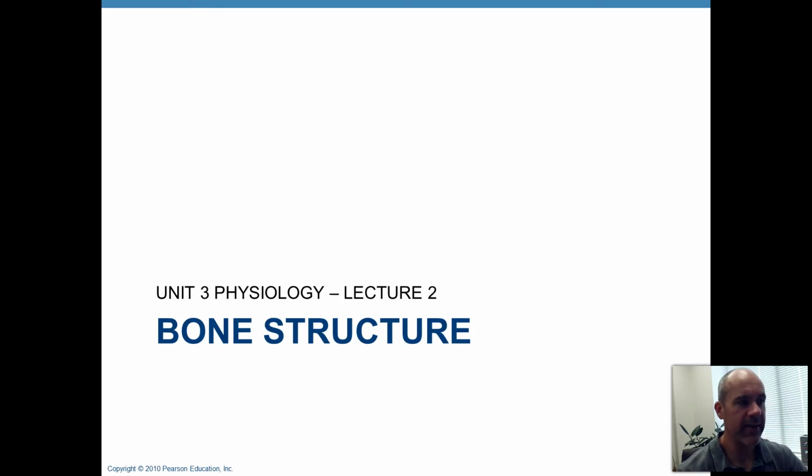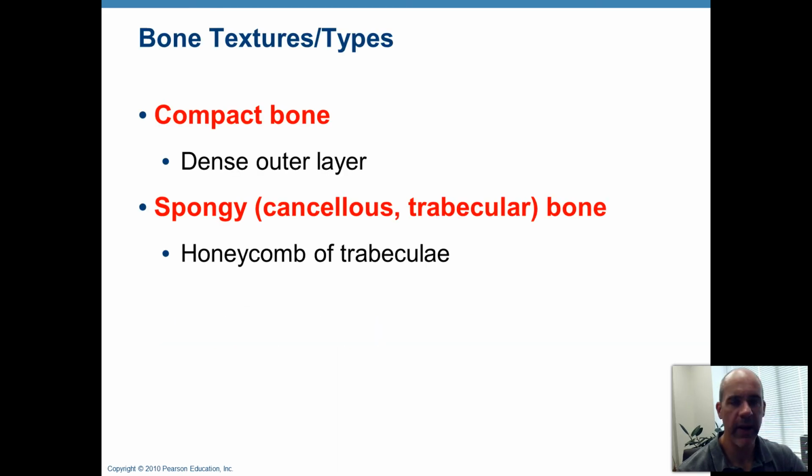Hello again. We're going to continue on now with some more information about bone structure. And the first thing we want to talk about are bone textures or types.